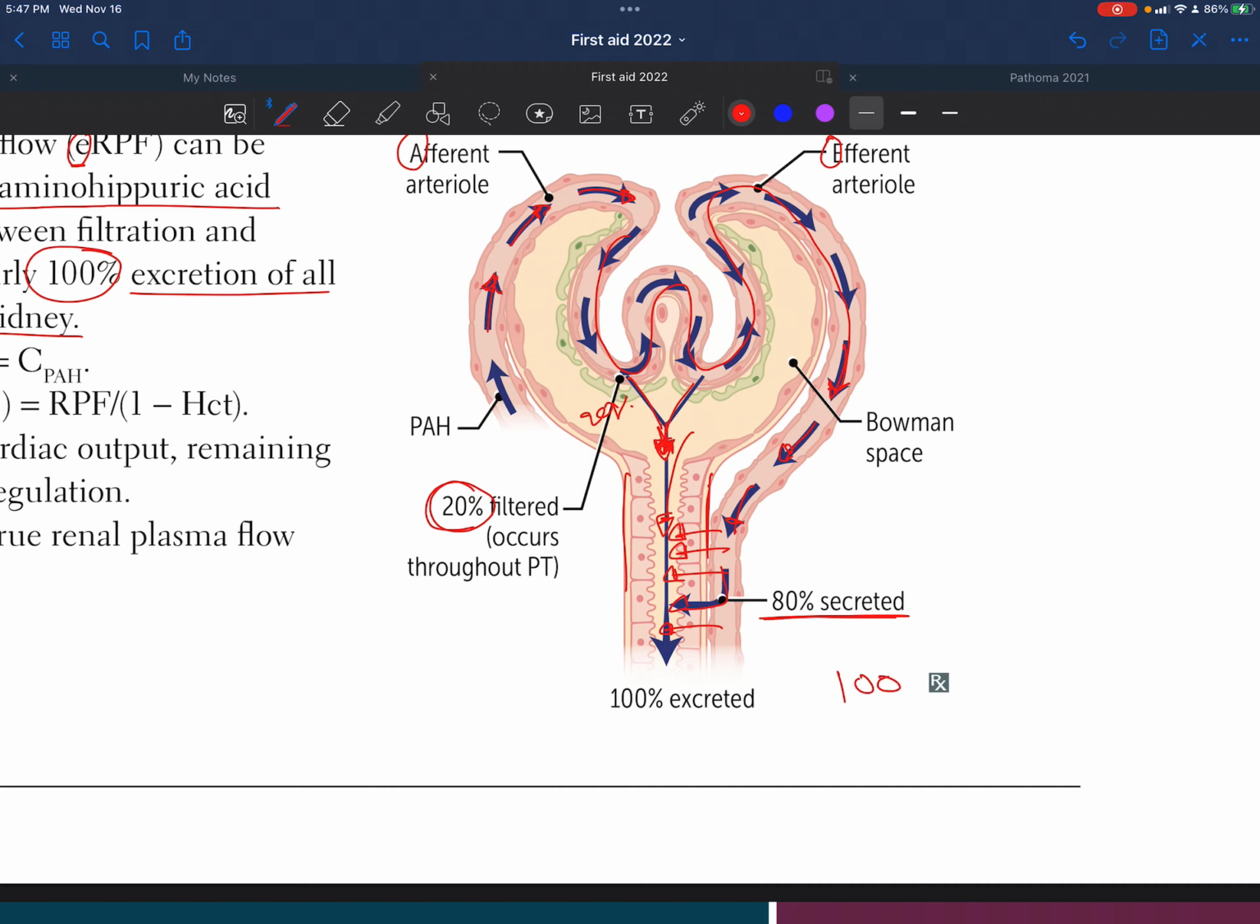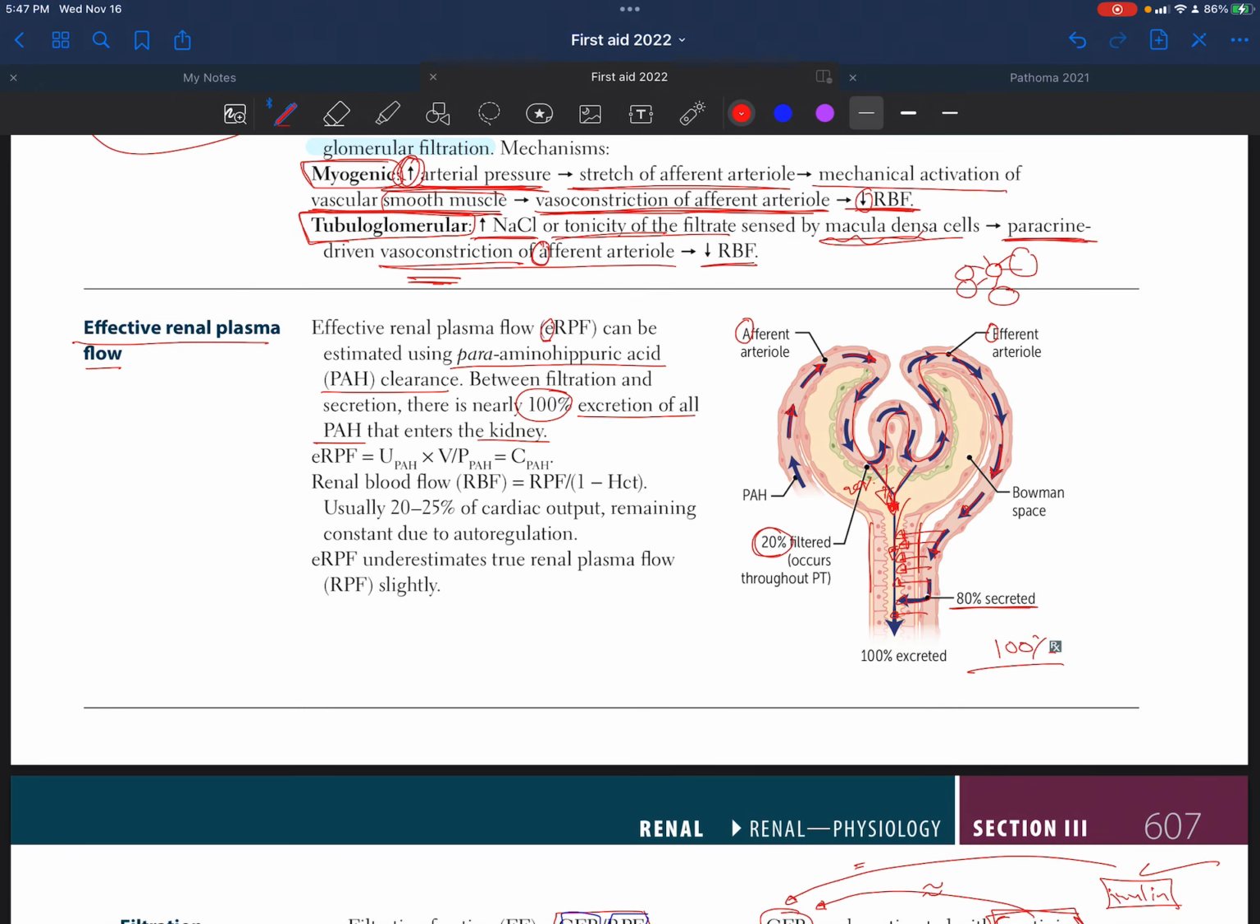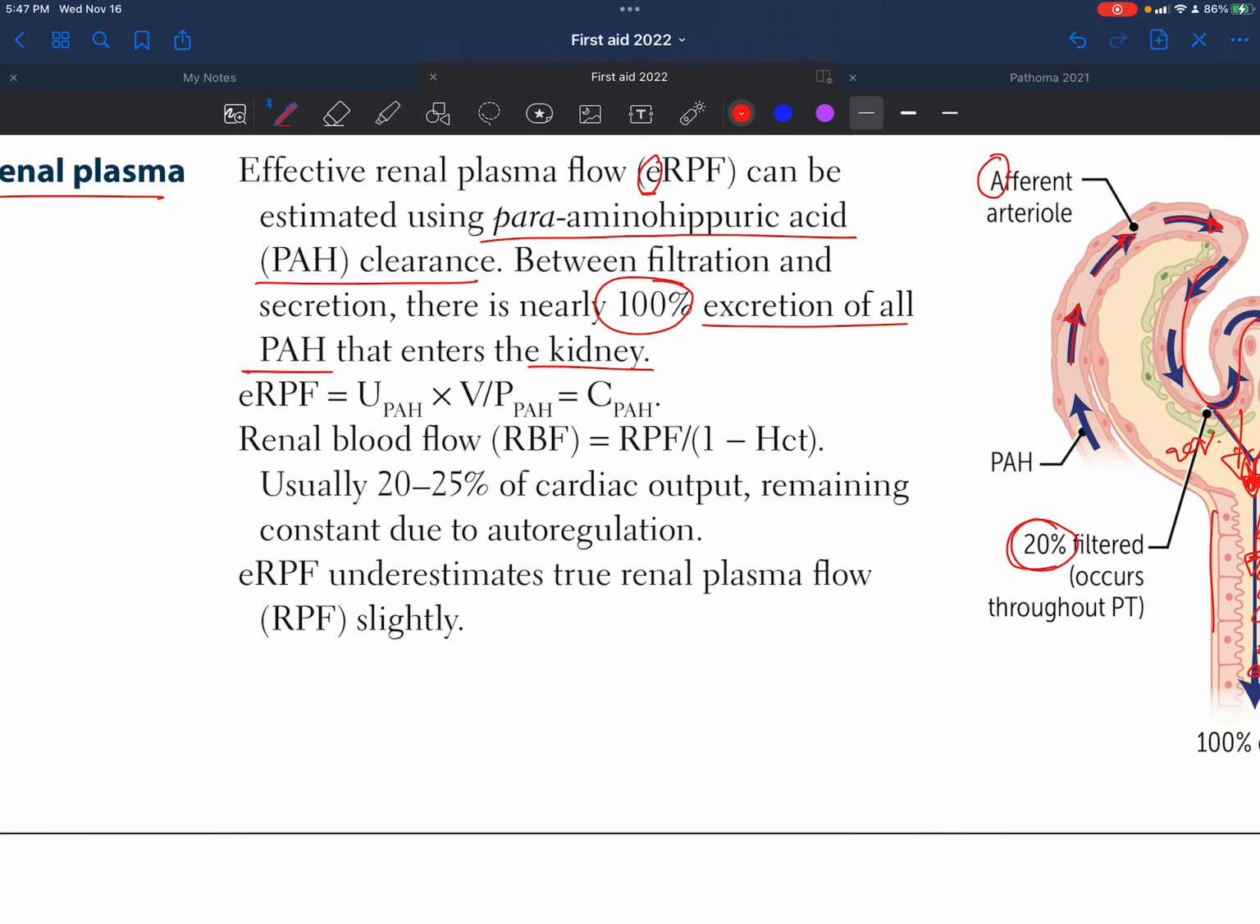That makes up the 100% of the para-aminohippuric acid, the 100% of the amount of it that came into the glomerulus doesn't actually go back into the blood. It just gets filtered, and then the remaining amount gets secreted into the urine, and that's why we have a clear blood out of the para-aminohippuric acid. So that's why the equation that we're using here is the effective renal plasma flow. The same thing goes, but only for the para-aminohippuric acid, and that equals the clearance of the para-aminohippuric acid.